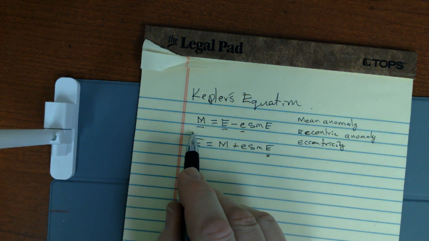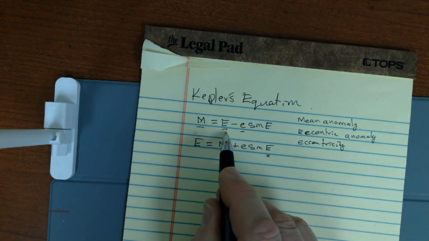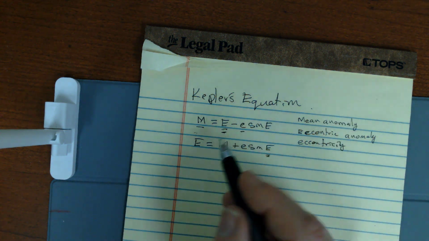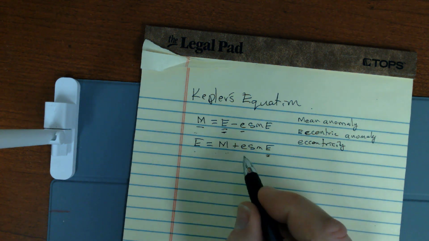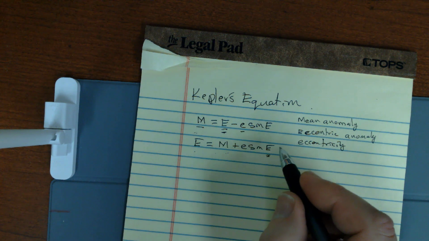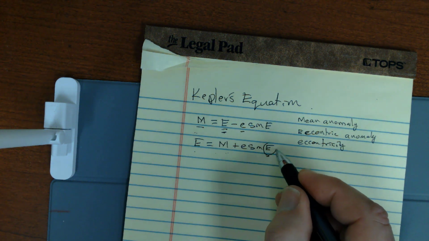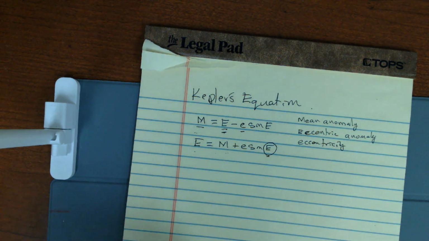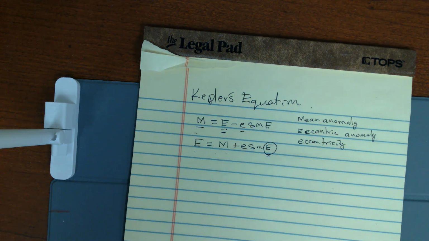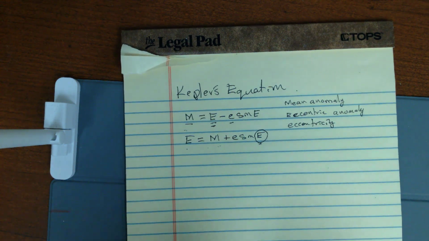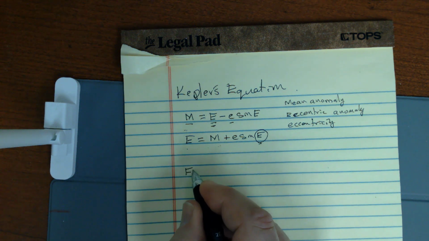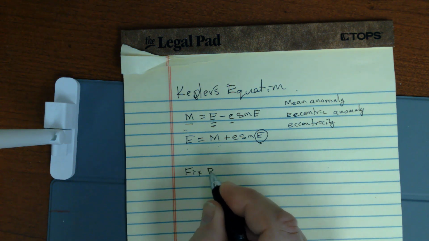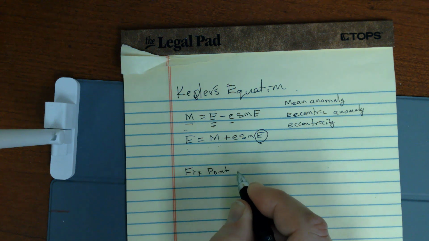Okay, so we take this and we want to solve for E, and so we naively start out with E is equal to M plus little e times sine of E, but then, okay, we have our E still stuck on that other side. But this actually turns out to work nicely for us because we can do something called fixed point iteration.